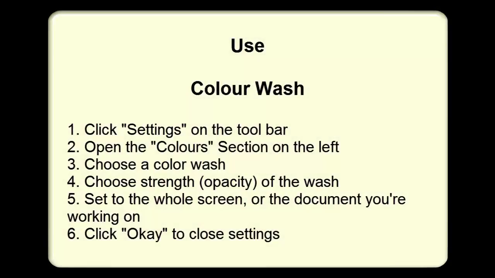Finally, if you want to put a colour wash on, you need to go to the settings on the toolbar. That's the thing that looks like a wrench or a spanner. Then you click on the colours section on the left. You choose a colour wash, and then you choose a strength, so the opacity of the wash. You can set it to the whole screen or just the document you're working in, and then you click OK to close settings, and that wash will be enabled.